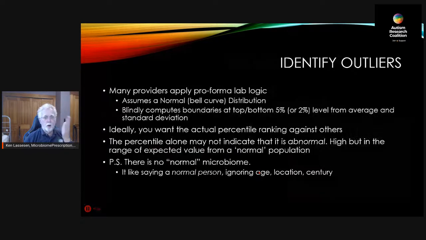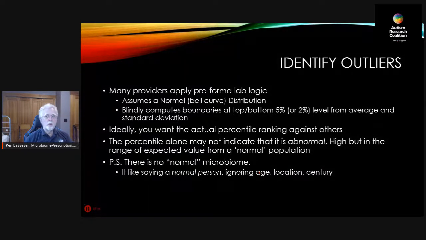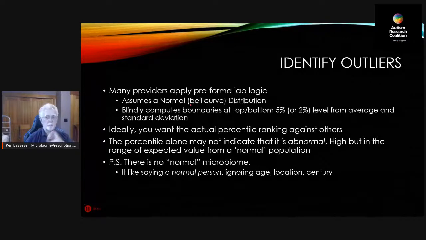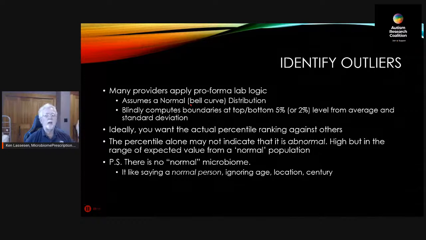Okay. We wanted to identify outliers, where things have gone wrong. And here I don't mean to be tossing manure at some of these businesses, but often we have providers using pro forma logic. Number one, most labs will automatically do a bell curve distribution, calculate two standard deviations, and that now becomes their normal and abnormal. It works well for the majority of lab tests, but does not work well for the microbiome. In fact, it does a horrible job.